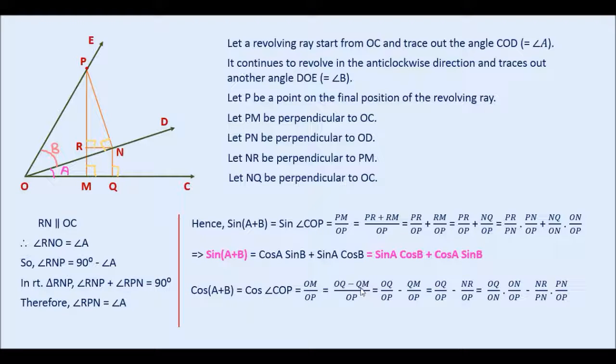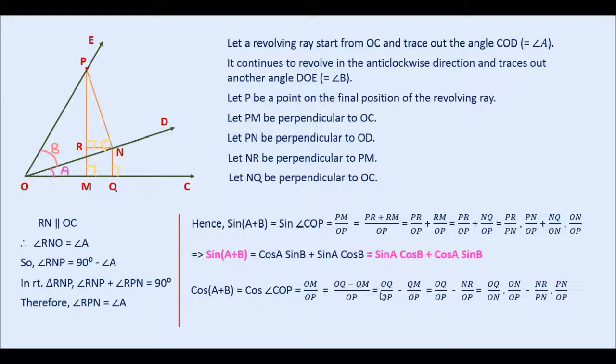OQ minus QM. Why OQ minus QM? Because OQ is a side of this triangle NOQ and QM is equal to RN, so we can take this triangle. So we have made this division. OM has been written as OQ minus QM.